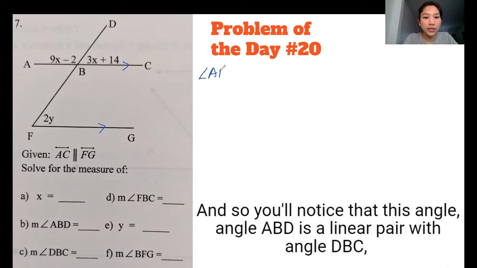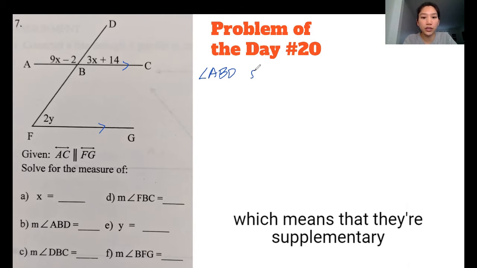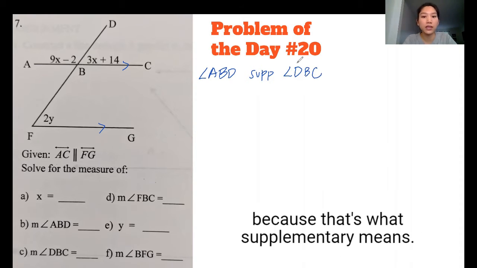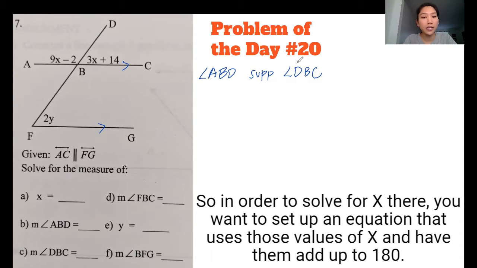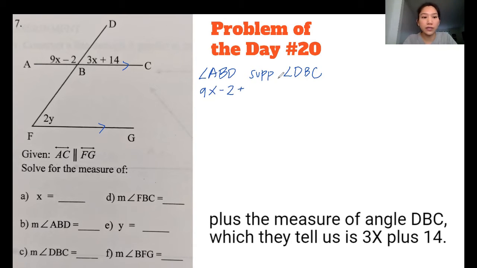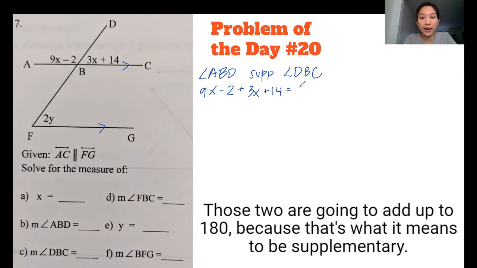You'll notice that angle ABD is a linear pair with angle DBC, which means that they're supplementary. Okay, so it's supplementary to angle DBC, which means that they add up to 180 because that's what supplementary means. So in order to solve for X there, you want to set up an equation that uses those values of X and have them add up to 180. So we would have 9x minus 2, which is the measure of angle ABD, plus the measure of angle DBC, which they tell us is 3x plus 14. Those two are going to add up to 180 because that's what it means to be supplementary.